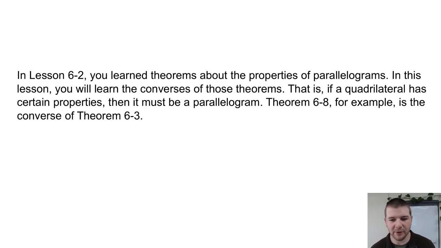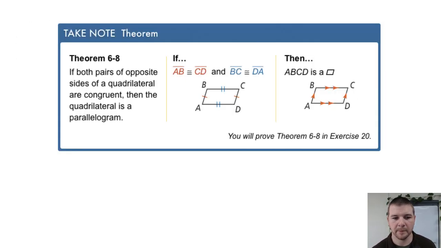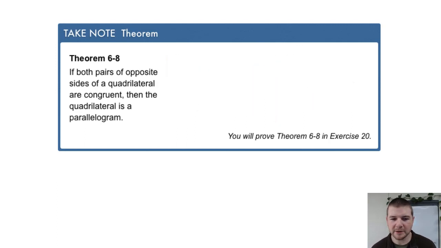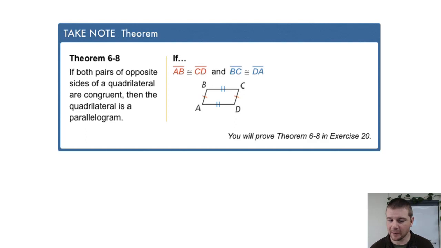Theorem 6.8, for example, is the converse of Theorem 6.3. Theorem 6.8 states, if both pairs of opposite sides of a quadrilateral are congruent, then the quadrilateral is a parallelogram. So, in the diagram, if segment AB is congruent to segment CD and segment BC is congruent to segment DA, then ABCD is a parallelogram.